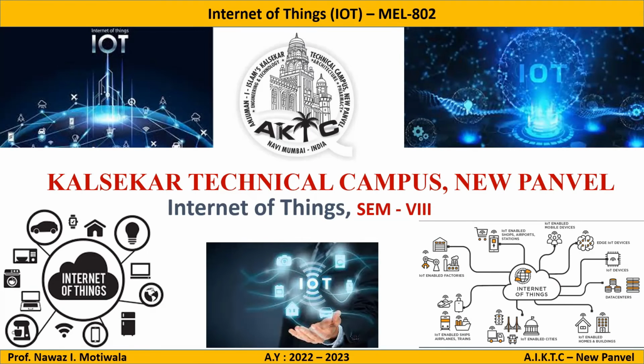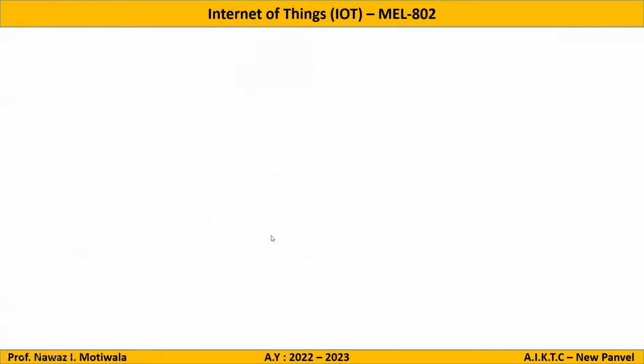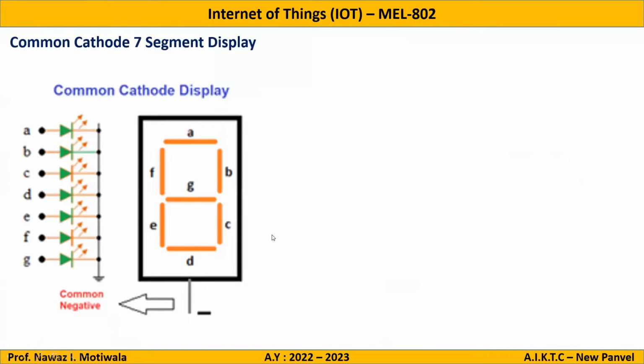Good morning, students. Today we will be starting with interfacing of Arduino with 7-segment display. So before starting with the programming part, let us first understand the basic and the logical working of 7-segment display. So in front of you now is a 7-segment display, and that is known as common cathode 7-segment display.